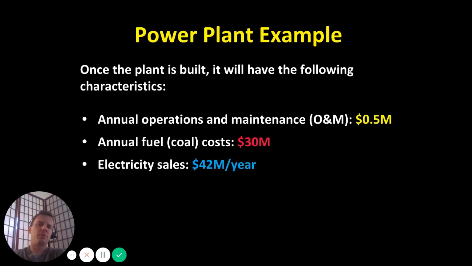So once the plant is built, let's assume it will have the following characteristics. It'll have some annual operating costs. Let's say operations and maintenance, so keeping the lights on, paying employees to work there, fixing stuff that breaks, is $0.5 million per year. Let's say the fuel to operate the power plant, in this case coal, costs $30 million per year. And let's also assume that it's going to sell enough electricity every single year to make $42 million in electricity sales every single year.